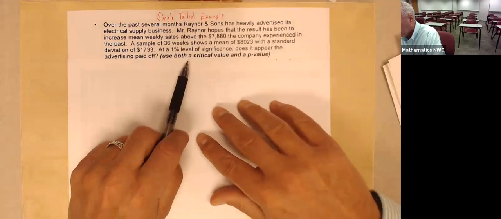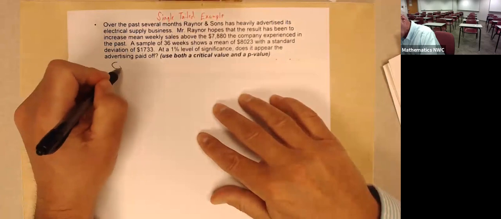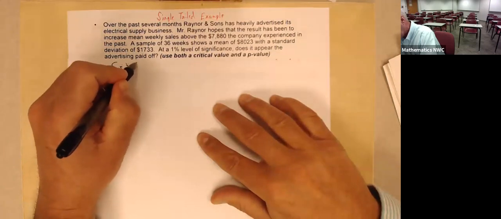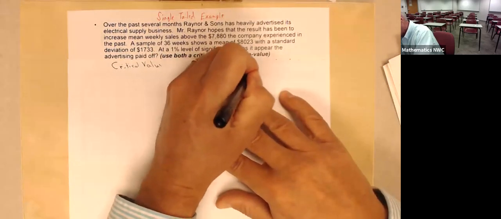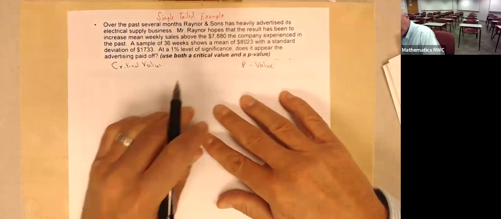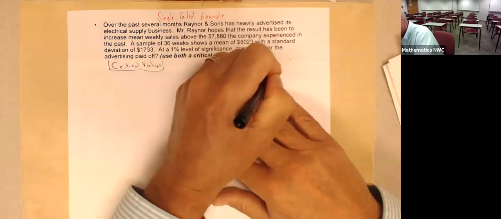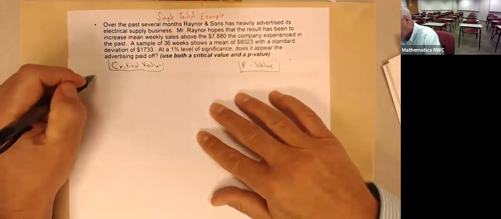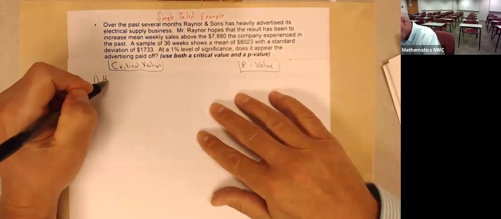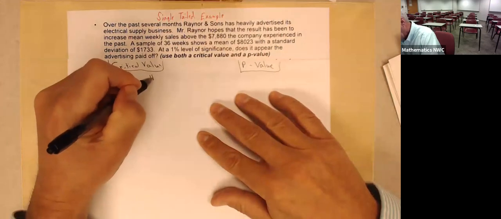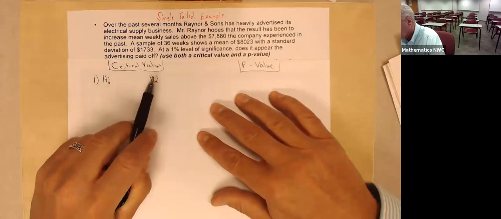They want us to, again, go both critical value as well as p-value. So I'm going to do the same thing I've been doing, put the critical value on the left, and again, put the p-value on the right. We start off by listing our null and alternative. This is now typically going to be a little bit tougher because it's a single tail.